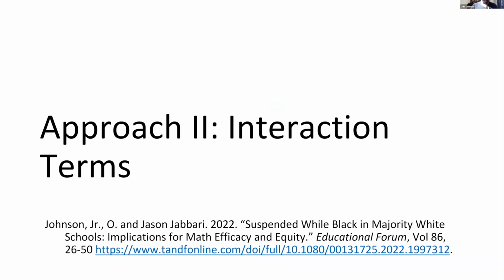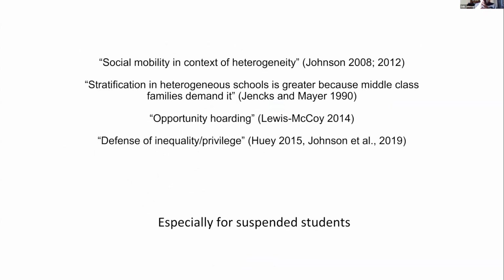Approach 2 is the interaction term. And there are a few things we need to understand here. Social mobility and context of heterogeneity suggests that places that are diverse are not panaceas for people of color. And so you'll see what I'm talking about later on. We want to know how big is the effect of being suspended in a white context versus a Black context.